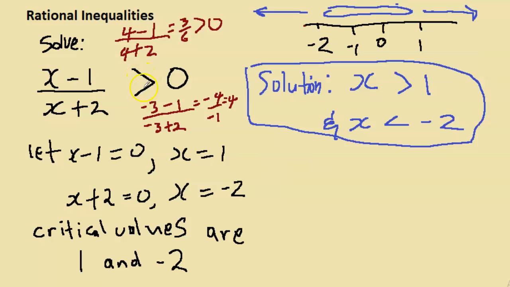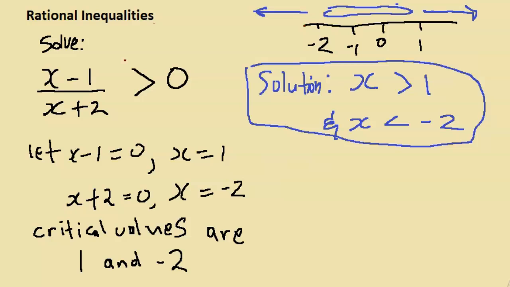Yes, it is. So the solution set is this, which means that any value above 1, plugged into this expression here, will give you a value that's more than 0. Or any value that's below negative 2, plugged into this expression here, would give you a value that's also greater than 0.